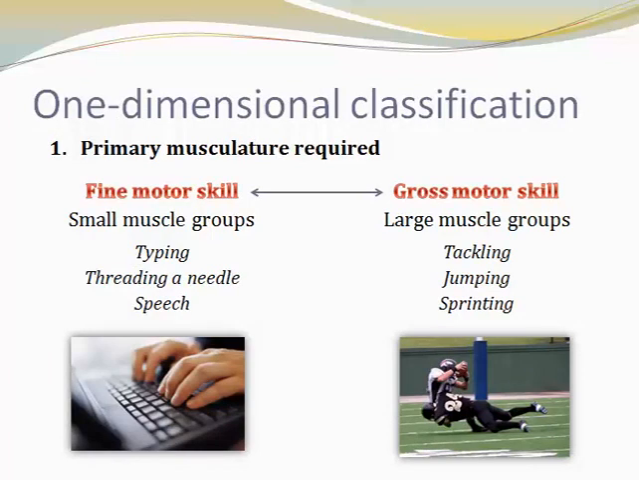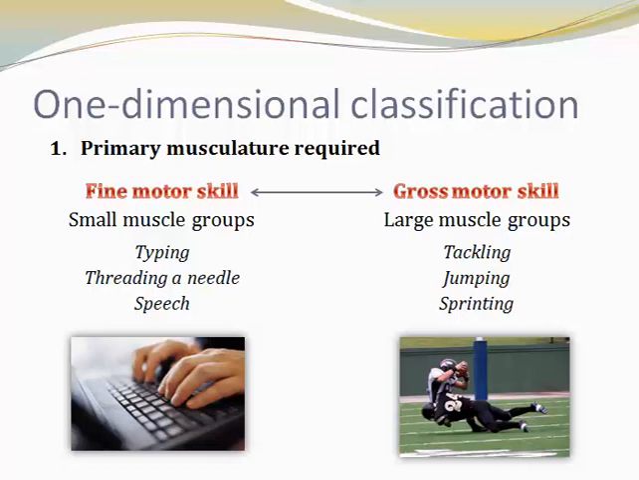So now this has brought us to our first classification system, or taxonomy. You can generally describe taxonomy as a classification system that's organized according to relationships among the component characteristics of what is being classified. So our first system, or first taxonomy, is something referred to as a one-dimensional classification. And the first dimension, or one of the dimensions for this classification system, is the primary musculature required. In other words, are very small muscles being used to primarily perform the skill, or are very large muscles being required to primarily control or perform the skill?